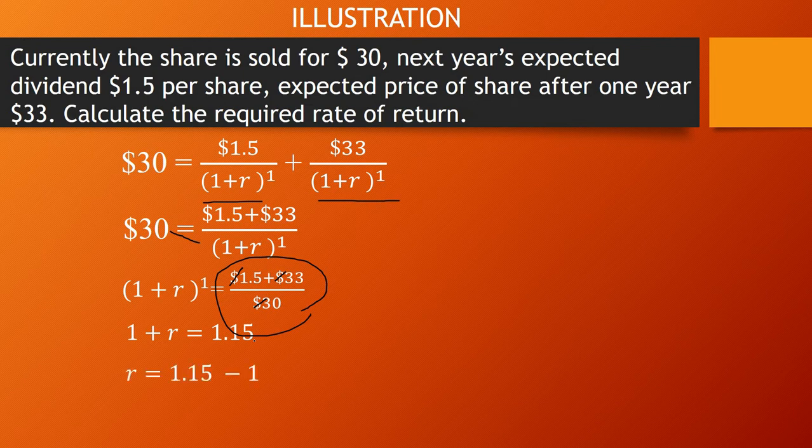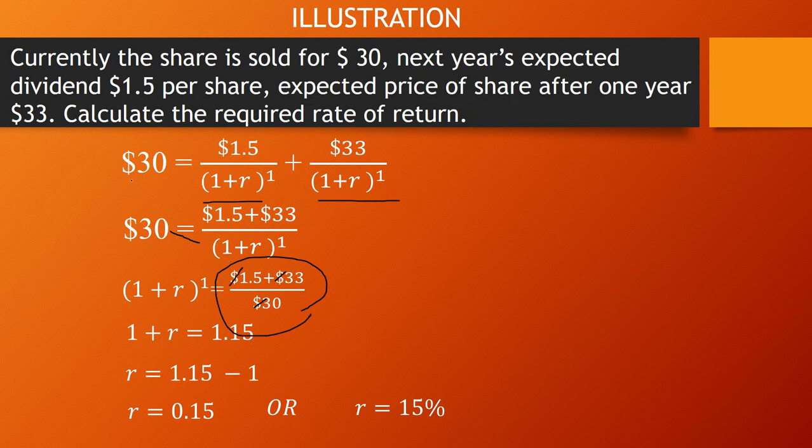Now r will be 1.15 minus 1. So I can say my r is 0.15, or even I can say my r is 15%. So that means my required rate of return is 15%. So this is one of the methods of doing the question. Now let's move to the second method.